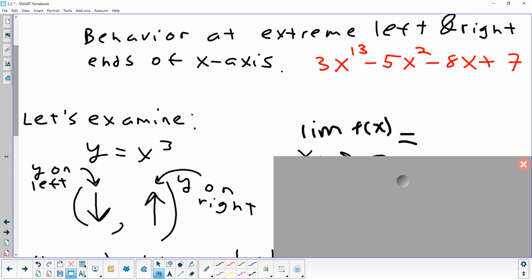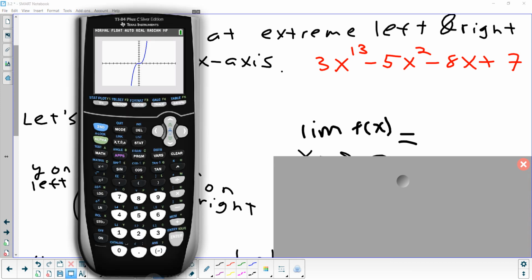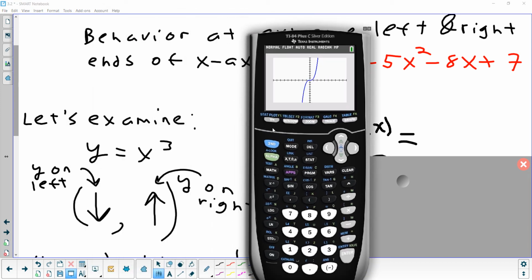The left side of the parenthesis is telling me what's happening on the left side of the function. The right side, or the second number in the parenthesis, is telling me what's happening on the right. So if you look at the graph, down on the left, it's going up on the right.